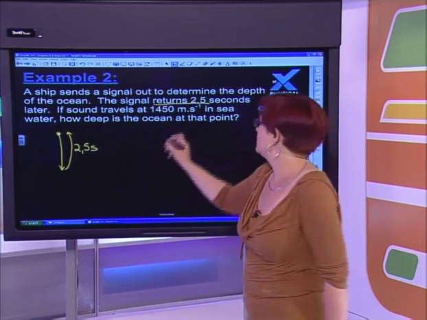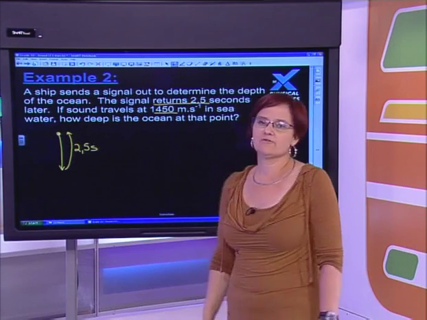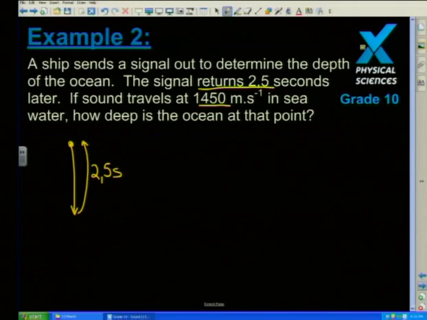If sound travels at 1,450 meters per second, now this is different to the speed I gave you earlier. If we go back to the table I had, this is different to the table. That's because it's different conditions. How deep is the ocean at that point? There's lots of ways around this. Let's do, I think, the most logical.